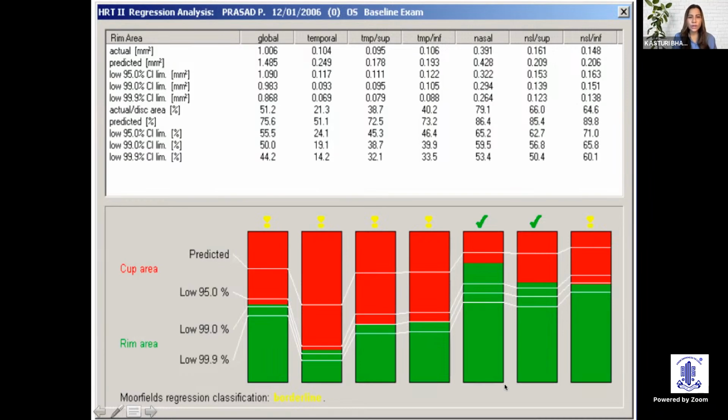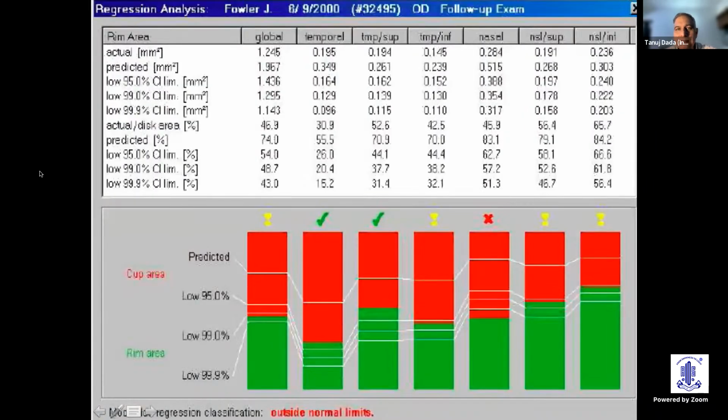There's one more question. They want to know whether HRT is more for monitoring the progression of glaucoma, or is it for more of diagnosis? HRT is not much useful for diagnosis. It is good for long-term monitoring of glaucoma patients. But now with the coming of OCT, it's not being used much.